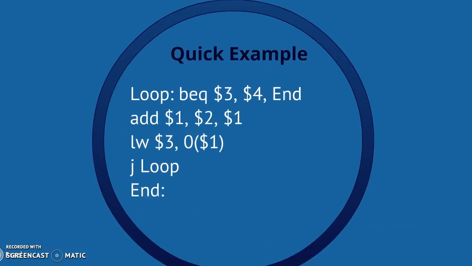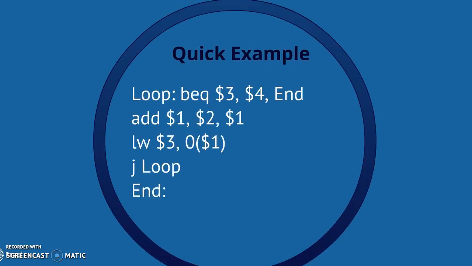Here's another quick example where 2 types of hazards are present. The first dependency we see in this example is a data hazard between the first instruction BEQ and the third instruction load word, with register 3 being the register that's causing a problem. The second hazard we see is a control hazard with the first instruction BEQ, because it is a branch instruction. The third hazard we see is in the third instruction load word and the second instruction add, with register 1 causing the problem. The last hazard we see is another control hazard with the last instruction jump, which is also a branch instruction.